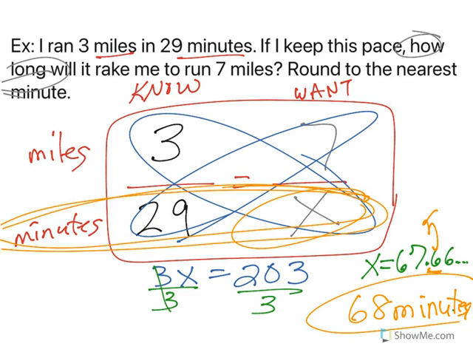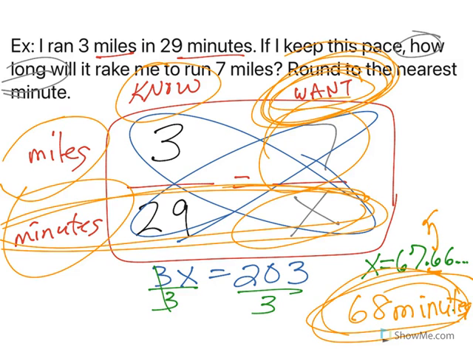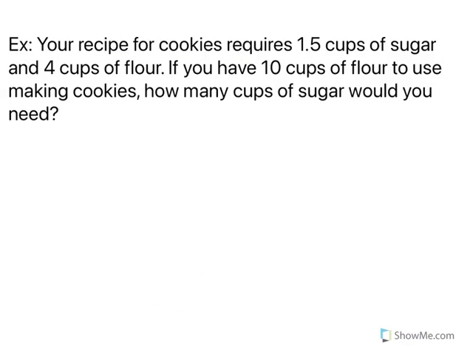Right, there's the interpretation. But you first have to do the setup and the solve before you can interpret. What does that 68 mean? And if you set this up with your labels, then you know I want to run 7 miles in 68 minutes. It kind of shows you what your interpretation is because you have everything labeled. All right, let's do another one.